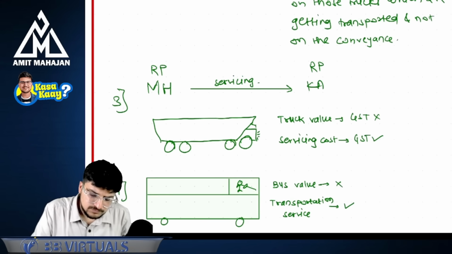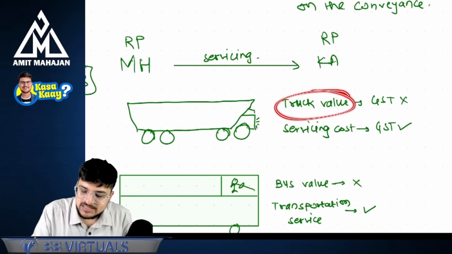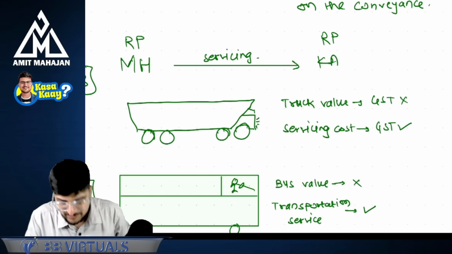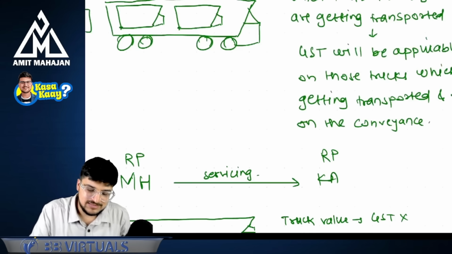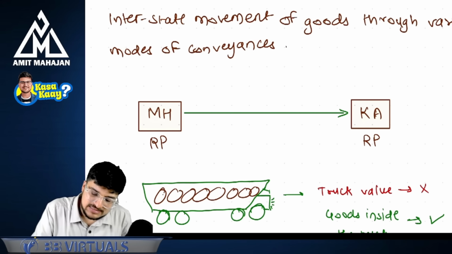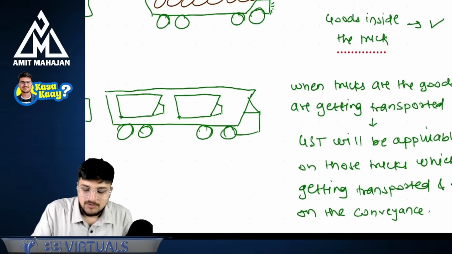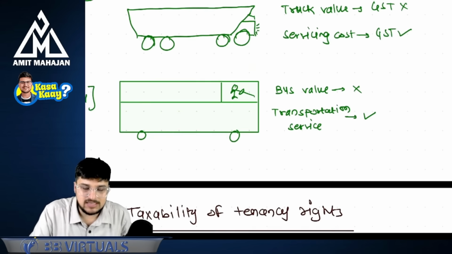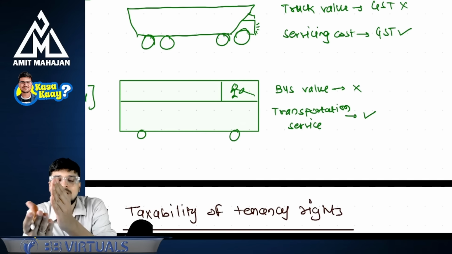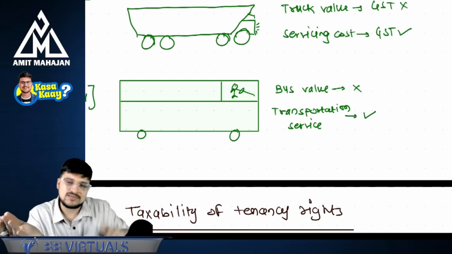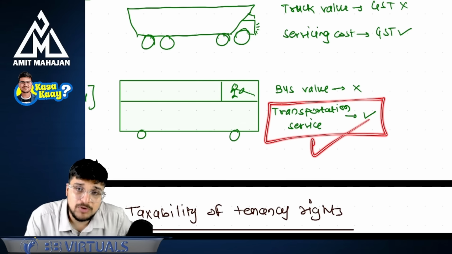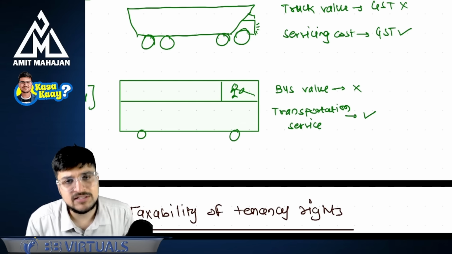I told you in case of servicing, there will not be any GST on the truck value, but there will be some GST on the servicing cost. Perfect. Next point is in case of a bus. Now, this is in case of transportation of goods. There can be transportation of persons also. If transportation service is given via bus, where persons are getting transported from the Maharashtra office to the Karnataka office, then don't charge GST on the bus value, but you can charge GST on the transportation service. Are you clear with this point, everybody?